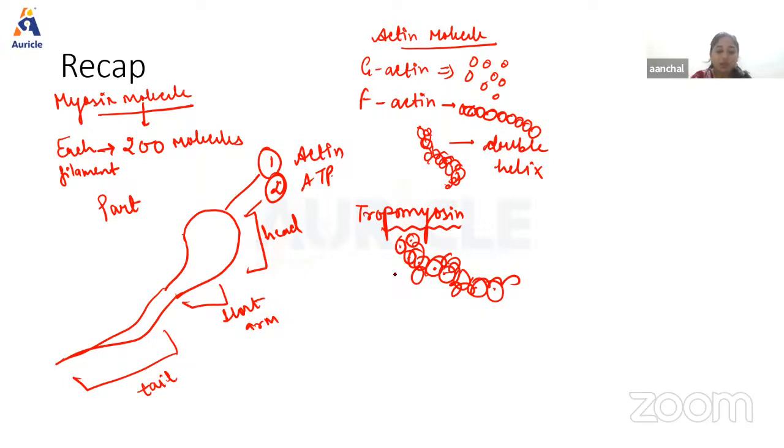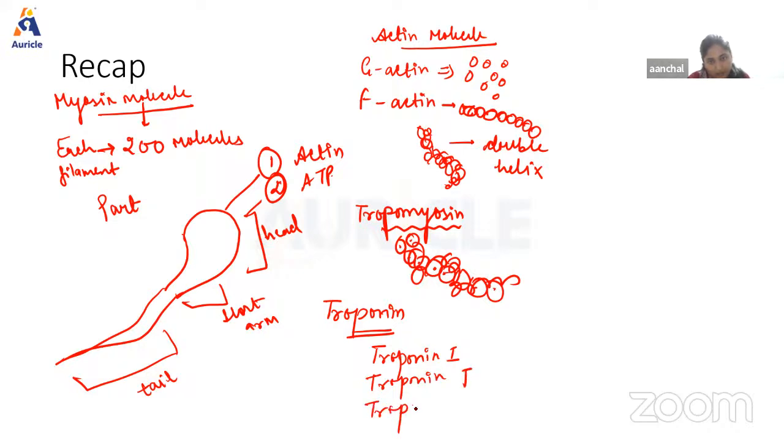Okay, now next we have troponin. This troponin is present in 3 subunits. First, we have troponin I. Then we have troponin T. Then troponin C. So first is troponin I, then second is troponin T, and third is C.